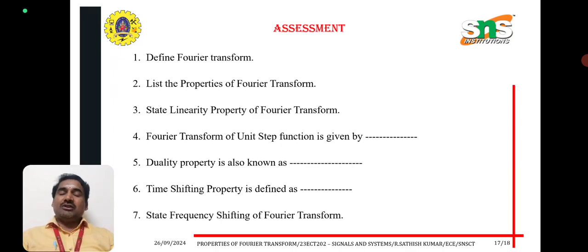Duality property is also known as symmetry or conjugation property. Time shifting property is defined as: x(t) pair with X(f), then x(t minus t naught) Fourier transform pair with e^(-j2πf t0) into X(f). Frequency shifting property of Fourier transform states that X(f minus fc) Fourier transform pair with e^(-j2πf0 t) into x(t).